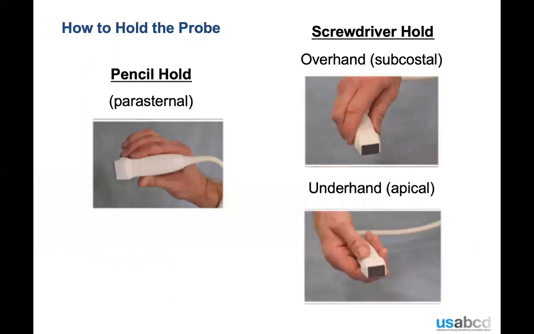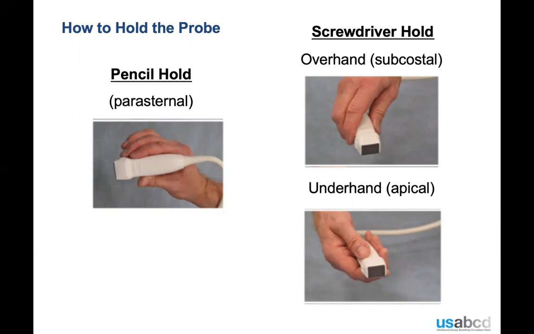How are we going to hold the probe? There are two basic ways to hold the ultrasound probe: the pencil hold and the screwdriver hold. I want to note that in both, you can see those fingers are at the base of the probe, in that little groove. We're going to do the pencil hold in the parasternal views. In the screwdriver hold, there are two: the overhand hold and the underhand hold.